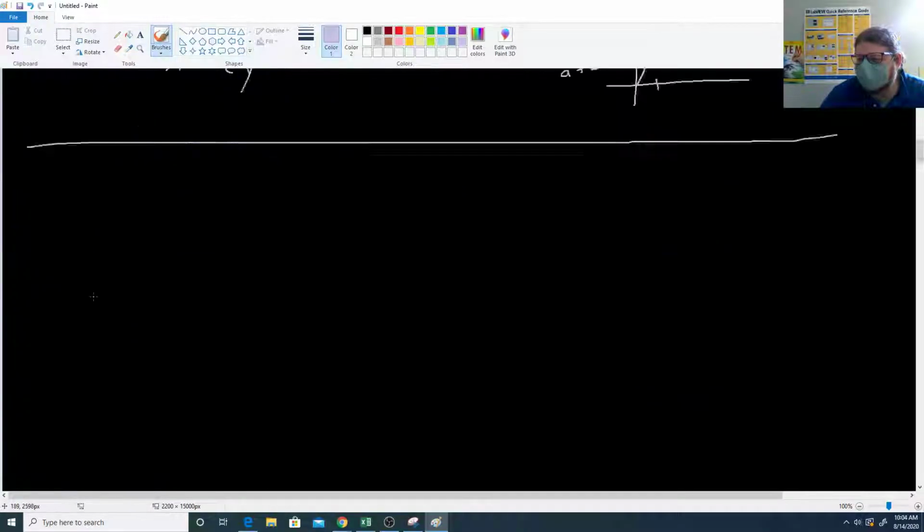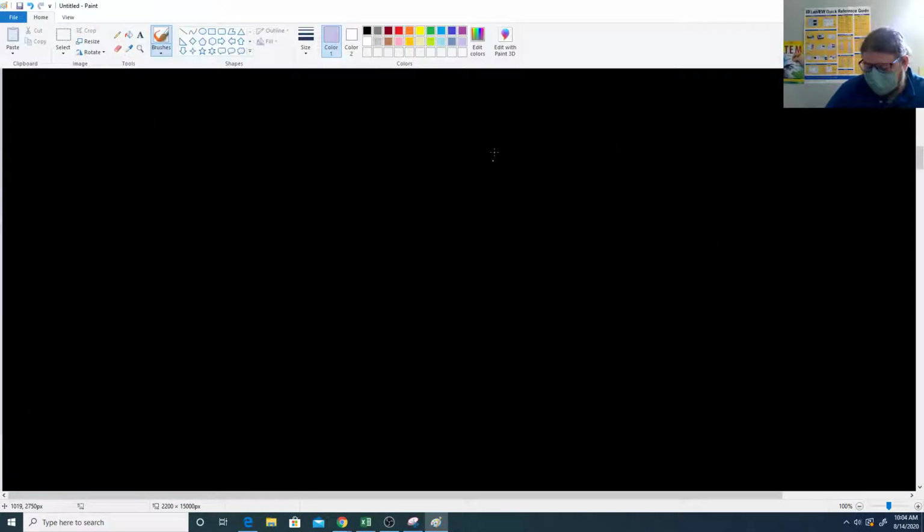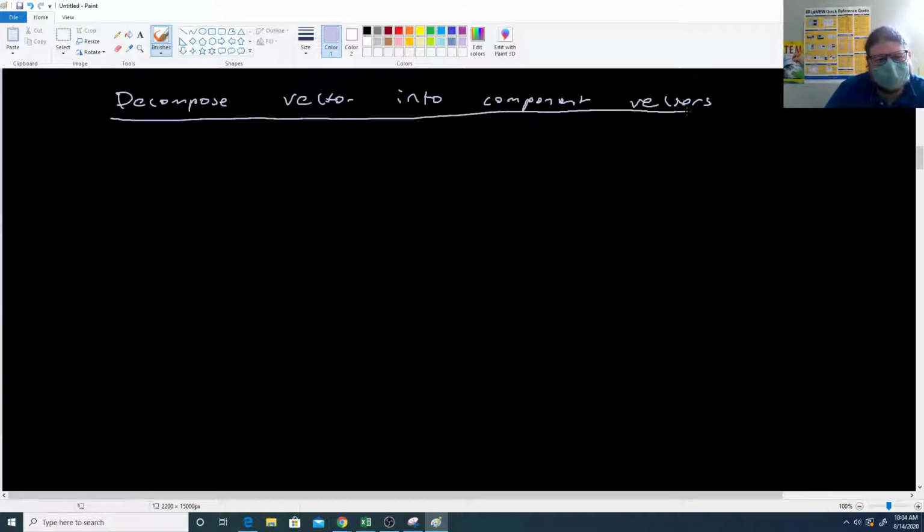Okay, moving along. Last thing we want to do is decompose a vector into its component vectors. So we'll say decompose vector into component vectors. So suppose we have a vector here that is 5 units long. Give it the name v, I guess. So this is vector v. Vector v is 5 units long, and vector v is making a 30-degree angle with the x-axis, we could say.